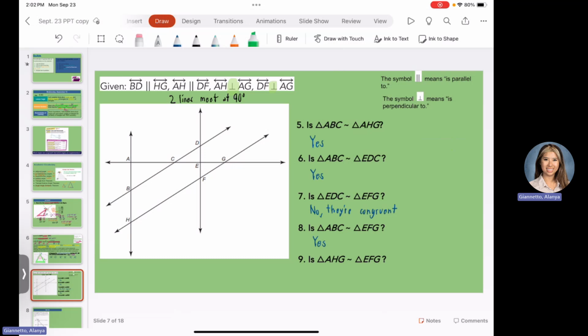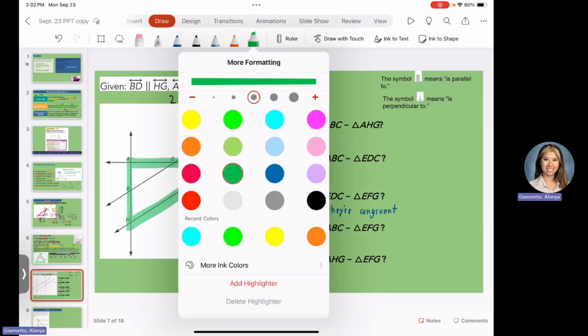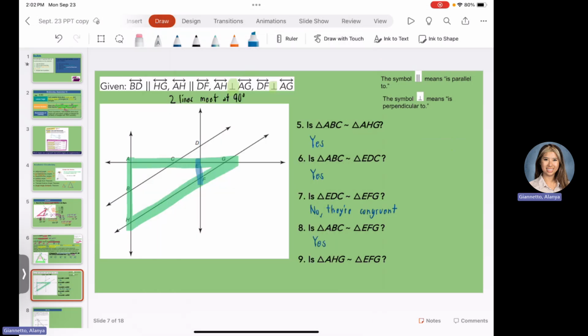Okay, so we have AHG, then we have EFG, which is right here. Okay, so yes, because again, both triangles are the same shape, just different sizes.